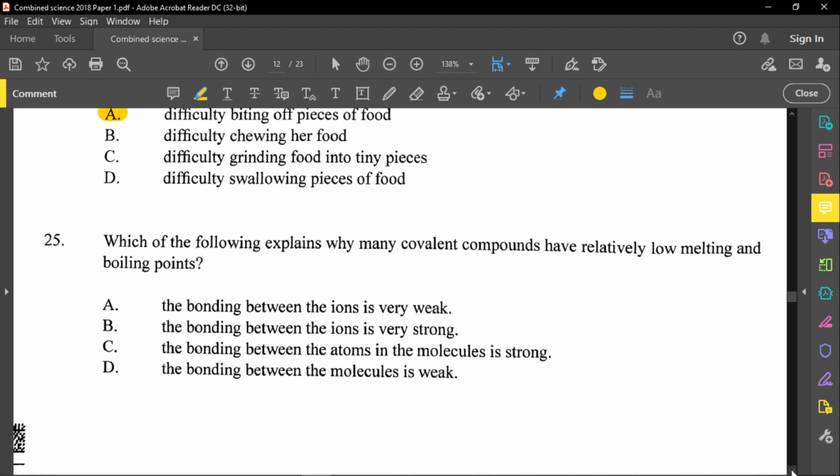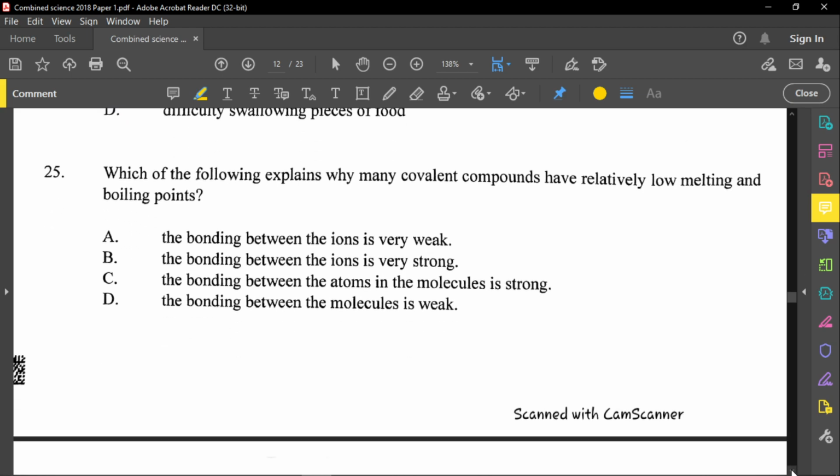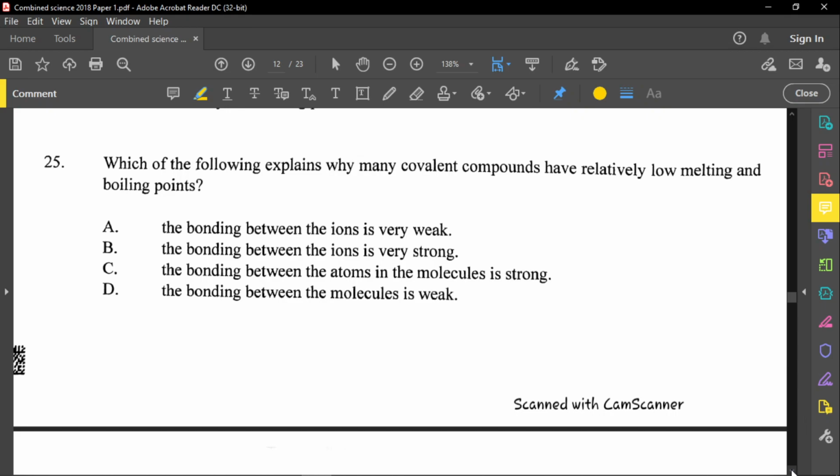Question 25. It says, which of the following explains why many covalent compounds have relatively low melting and boiling points? This is because of weak bonds. Option A says the bond between the ions is very weak. Now this is a problem because they use the word ions. Ions are not in covalent compounds. Ions are in ionic compounds, so that's something we need to point out right there.